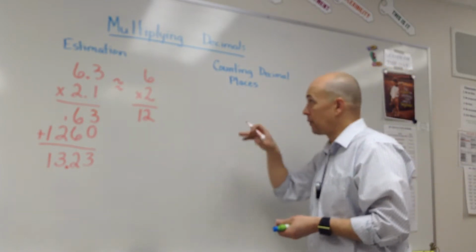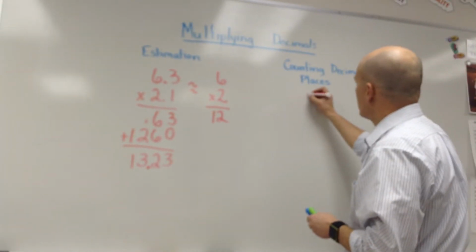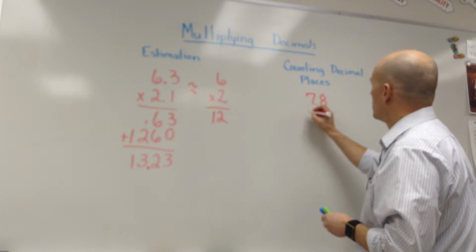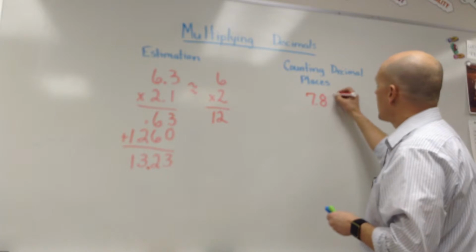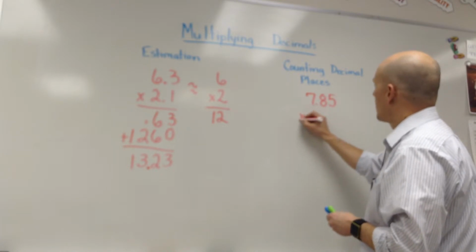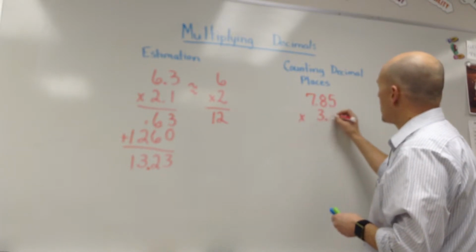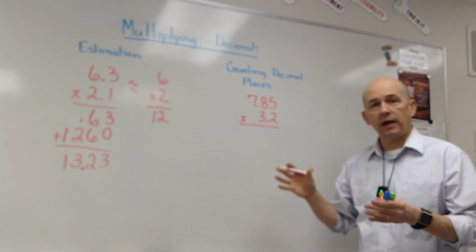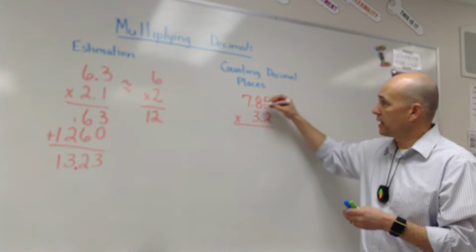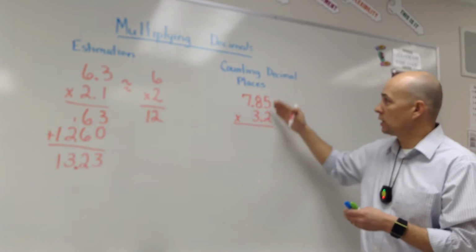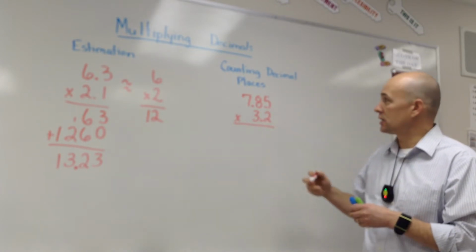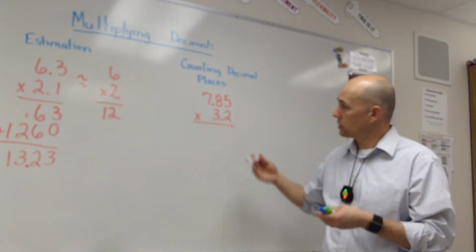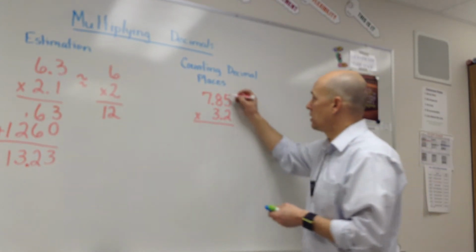Now, the more traditional method is counting decimal places. So I'm going to change my numbers here, and let's say that I have 7 85/100 times 3 2/10. Now, one thing that's important to notice when we're multiplying decimals, we don't have to line up our decimal points. We actually want to line up our digits instead, and we're just going to multiply this like we would any whole numbers.